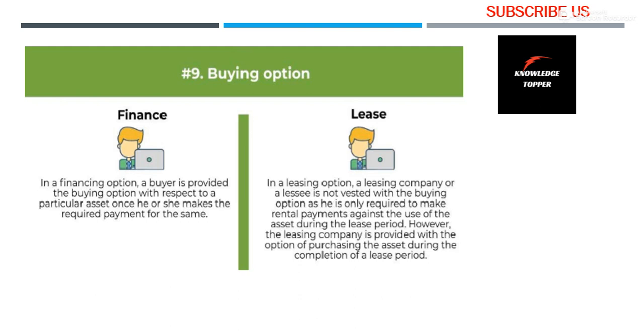And this is our last and most important basis for comparison, which is buying option. In a financing option, a buyer, remember, a buyer is provided the buying option with respect to a particular asset once he or she makes the required payment for the same. And if you talk about from the perspective of lease, in a leasing option, a leasing company or a lessee is not vested with the buying option, as he is only required to make rental payments against the use of the asset during the lease period. However, the leasing company is provided with the option of purchasing the asset on completion of the lease period. So this is the difference for you guys.